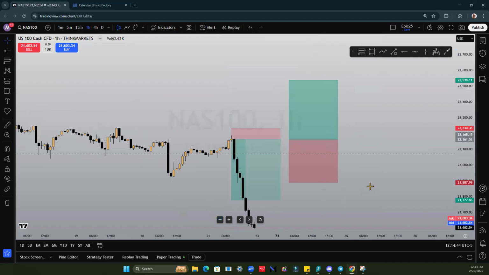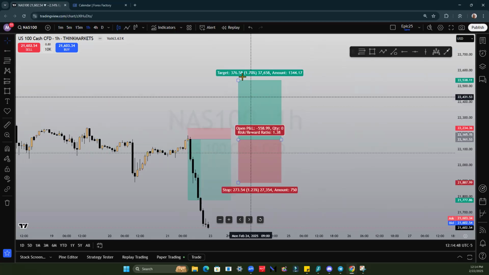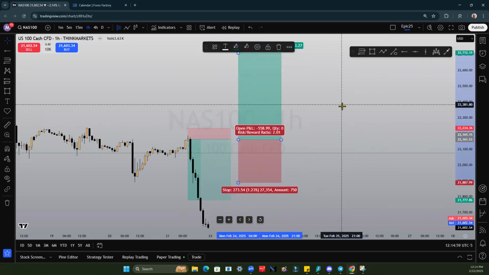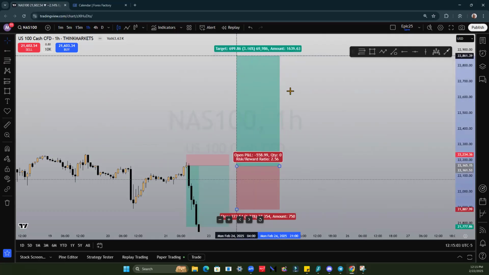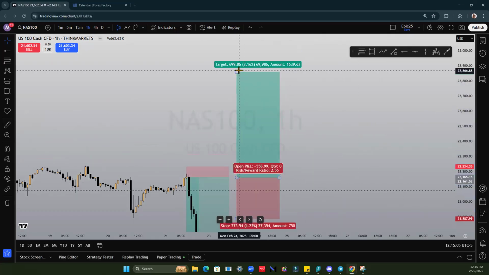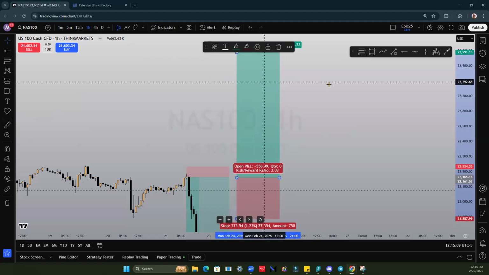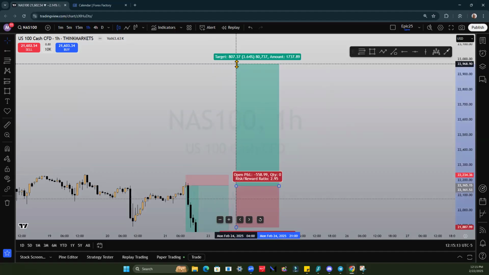Now you have to do this in two separate accounts. Some brokers don't allow you to hedge a trade, meaning you can't put two of these on the same pair. So you have to have two separate accounts. You're going to stretch this out to 1 to 3, just like the other one. Now, one of them's going to hit, the other one's not.